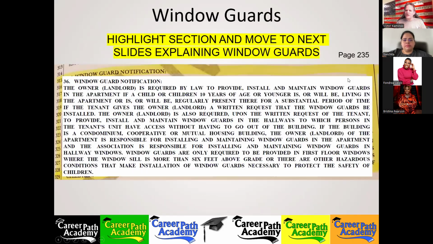All right. Window guards. Anybody ever hear of those things? Well, you're on page 235, section 36 of the contract. Put a highlighted box around section 36, which talks about window guards. There's no paragraph in this book that explains what window guards are. There should be, but there is not.